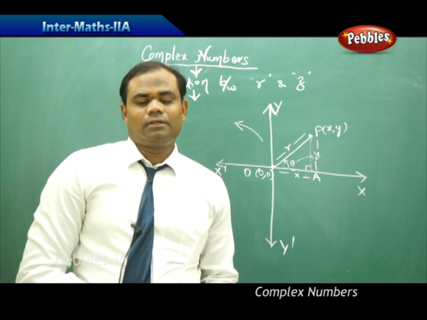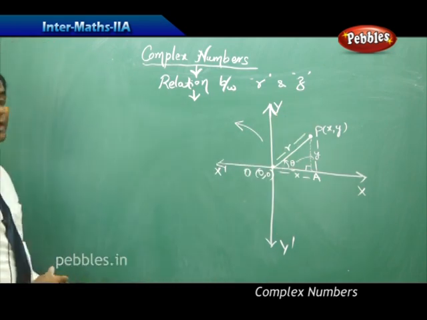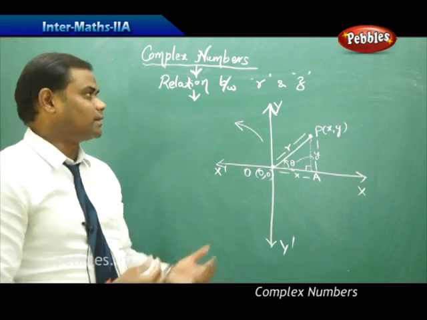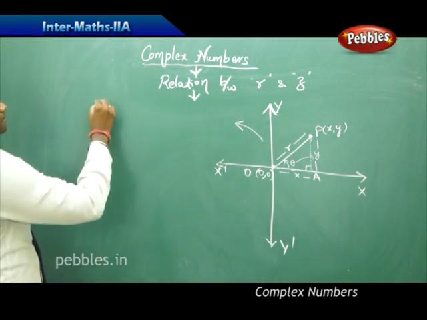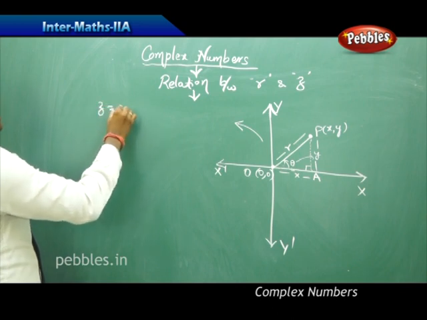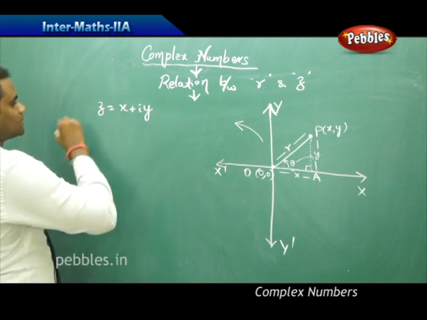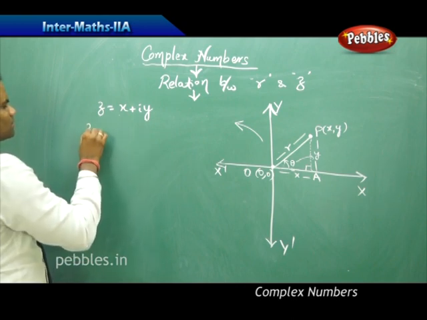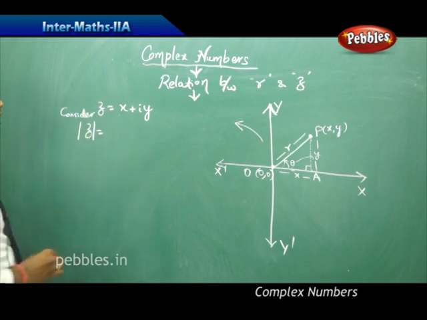Now that we already know what z is and what r is, let's see how they are related with each other. As each of r and theta are related with x and y, let's see how r is related with z. We have z is x plus iy, or x comma y, so I can represent z as x plus iy. Let us consider the modulus of z and see what happens when it is expanded.